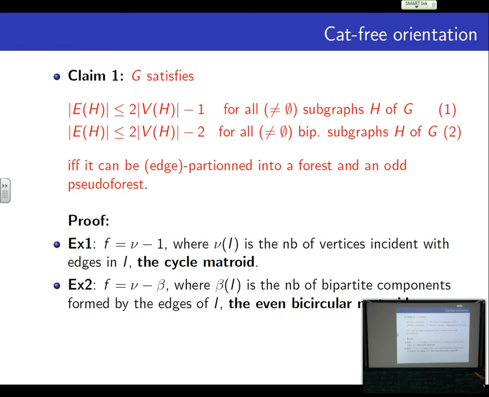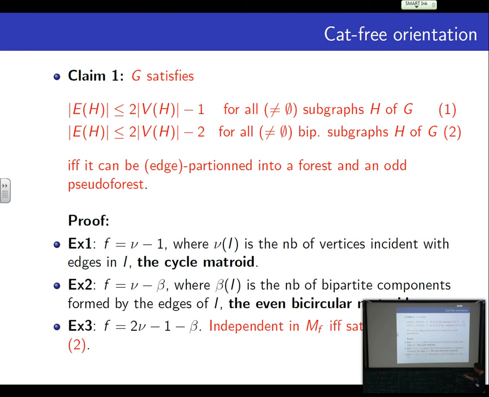The other one is this that comes from this even bicircular matroid, where I have to subtract one for each bipartite component. So if I look at a set of edges, I look at the bipartite components and I subtract one. I'm not allowed to have so many edges there. So this is also a matroid that's known. And what we're looking at is exactly this submodular function here, namely that it's a sum of these two.